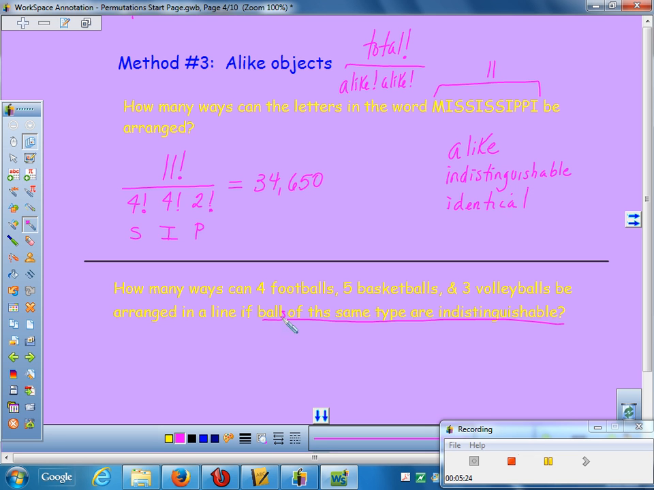So how do I figure out how many ways I can arrange them or put them in patterns? Okay, there's 12 total balls. So yes, I would do 12 factorial. And then the 4 footballs look alike, the 5 basketballs look alike, and the 3 volleyballs look alike. So you would divide by each of those factorials. And you would get 27,720 different patterns you could make. Wouldn't that be fun to run the gym until you get all the patterns made?